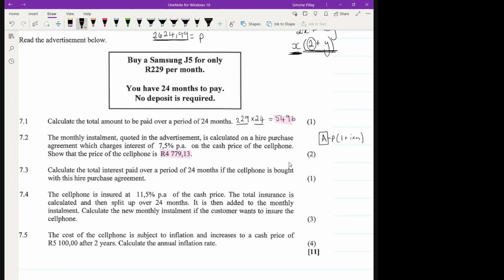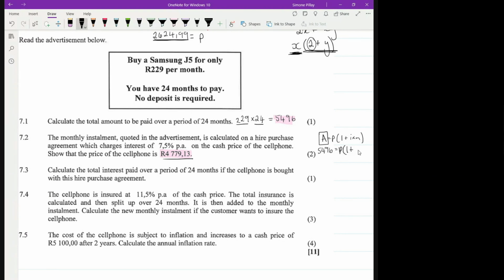Yes, Tehofatso? It is 5,496. 100%. 5,496. Thank you very much. And my P value would be the price of my cell phone. But now I'm not going to substitute this 4,700 in. Why? They want me to prove it. So fine, I'll leave this as my unknown.